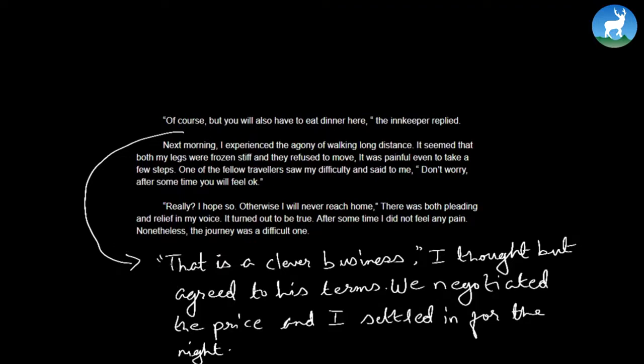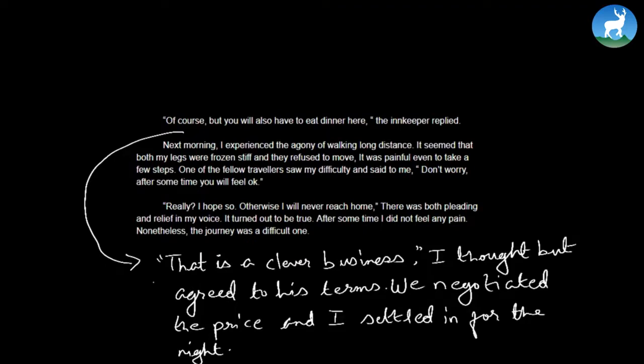Of course, but you'll also have to eat dinner here, the innkeeper replied. That is a clever business, I thought, but agreed to his terms. We negotiated the price and I settled in for the night. Next morning, I experienced the agony of walking long distance. It seemed that both my legs were frozen stiff and they refused to move. It was painful even to take a few steps.